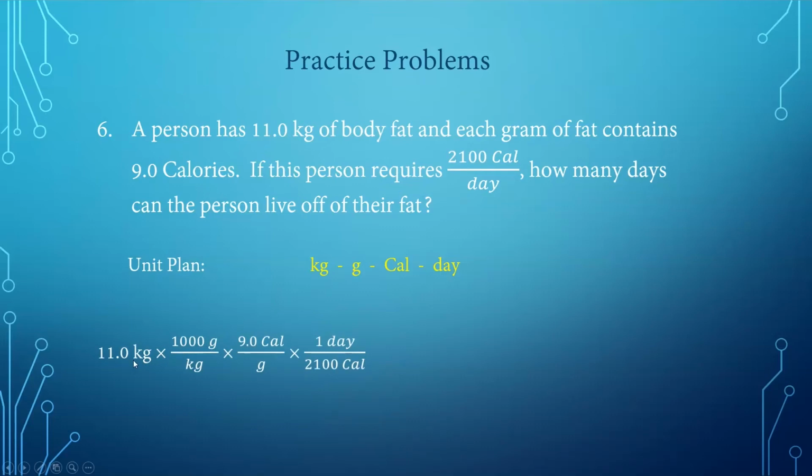So we'll begin with our 11 kilograms, and then using our metric conversions, we'll change that into grams. Now we can get from grams to calories because we know that there are 9 calories in each gram of fat. And then finally, every day the person needs 2,100 calories. Again, our units cancel. The kilograms, the grams, and the calories all cancel out diagonally, leaving us days, and it comes out to be, surprisingly, a little over 47 days. So in theory, a person could survive an awfully long time without food as long as they have water.